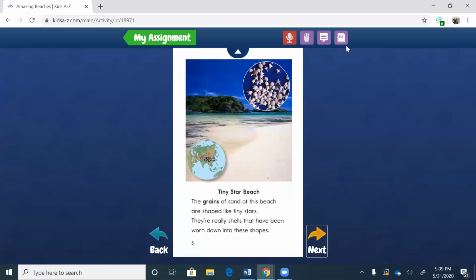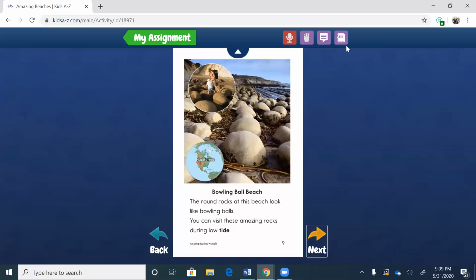All right, take a look at the picture. We see something in that circle, and I'm not sure what it is. This is in the country of Japan. This beach looks beautiful. Oh, it's called Tiny Star Beach. The grains of sand at this beach are shaped like tiny stars. They're really shells that have been worn down into these shapes. That would be fun to go and collect those shells.